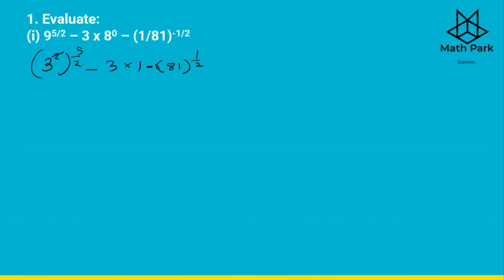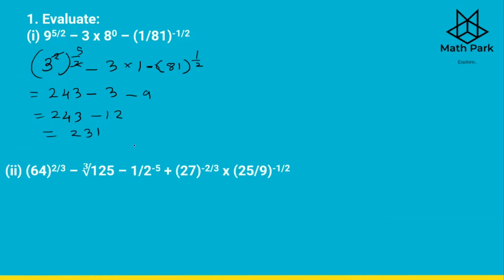Now this 2 and 2 will get cancelled. 3 raised to 5 we have 243, minus 3. And this is 81, and 81 raised to 1 by 2 means square root of 81, which is 9. If you don't know, you can also write 9 square and then cut this 2. That is also fine. So simplify this. It is 243 minus 9, minus 3 minus 9 is minus 12, and 243 minus 12, you get 231.